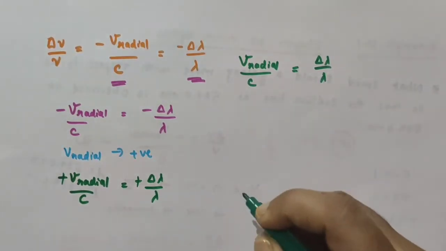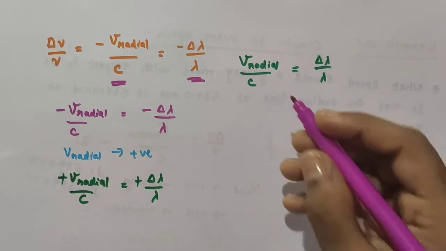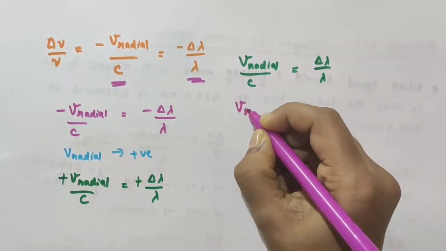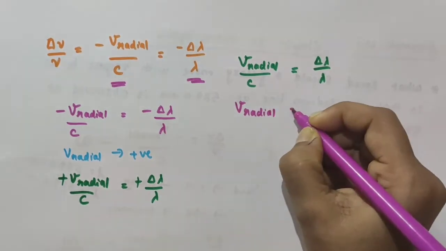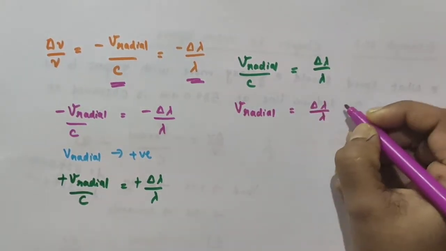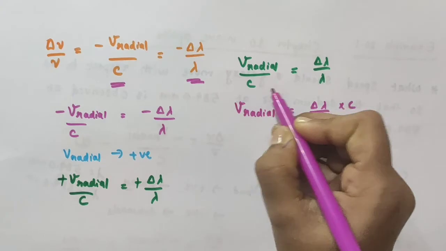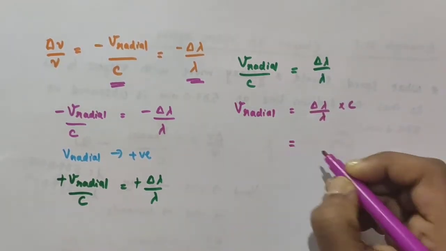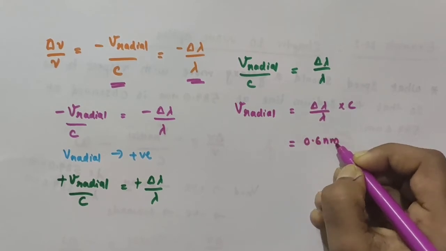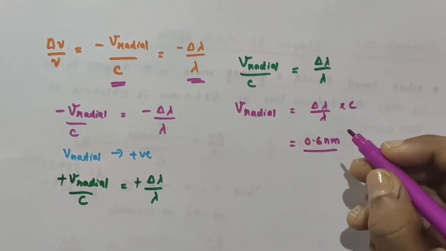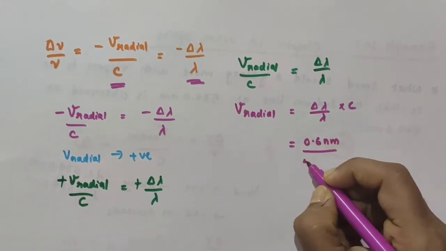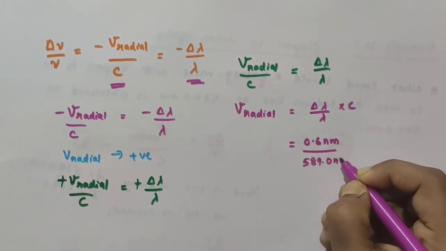What we want to find out is V radial, that is the velocity with which the galaxy moves. So we can write V radial is equal to delta lambda by lambda into C, because I have taken the C to this side, that goes to the numerator. What is delta lambda? We got it as 0.6 nanometer. What was lambda? The wavelength of that sodium line, it was 589.0 nanometer.